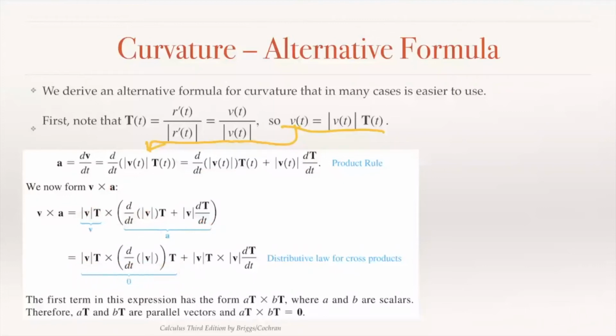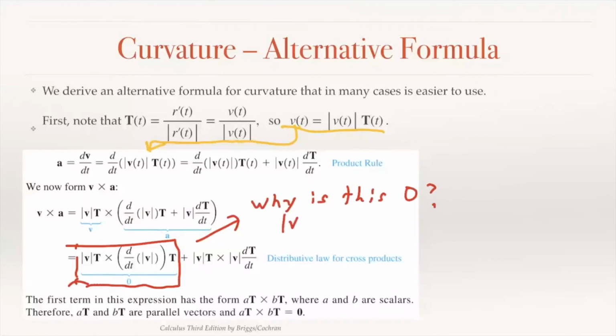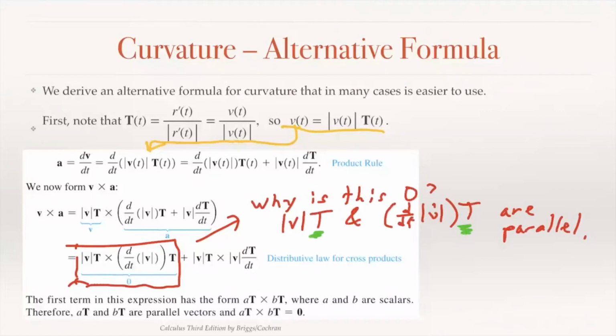And why is that? Well, the first part, v of t, and the second part, d/dt of the magnitude of v, T, those are both scalar multiples of the same thing. So those are parallel. They are both scalar multiples of T. And parallelity means that the cross product is 0. So thank goodness, because that looks pretty ugly, but it is just 0 and it goes away. So we wind up with a much simpler cross product that is this.